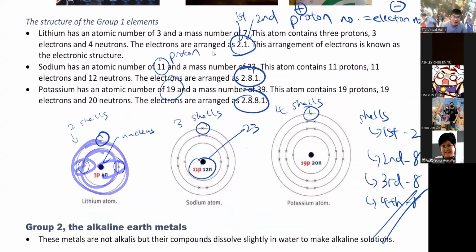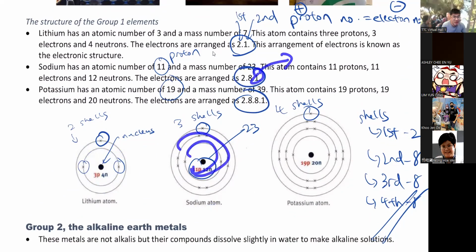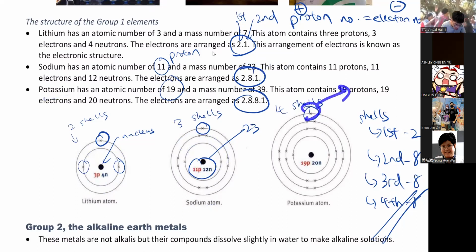2. And if my sodium is 2.8.1, if I throw this one away I'm 2.8 now. I'm full, perfect. And then the same goes to your potassium. If I throw this one away, I'll be 2.8.8. My outermost is 8 electrons, perfect. So this is why group 1 is so crazy, because they are short of 1, one more and they are perfect, so they will die throw away, so they are crazy.